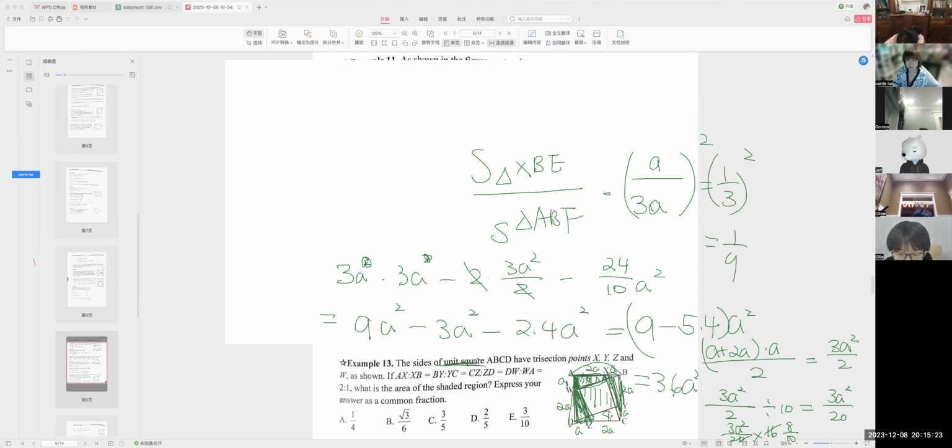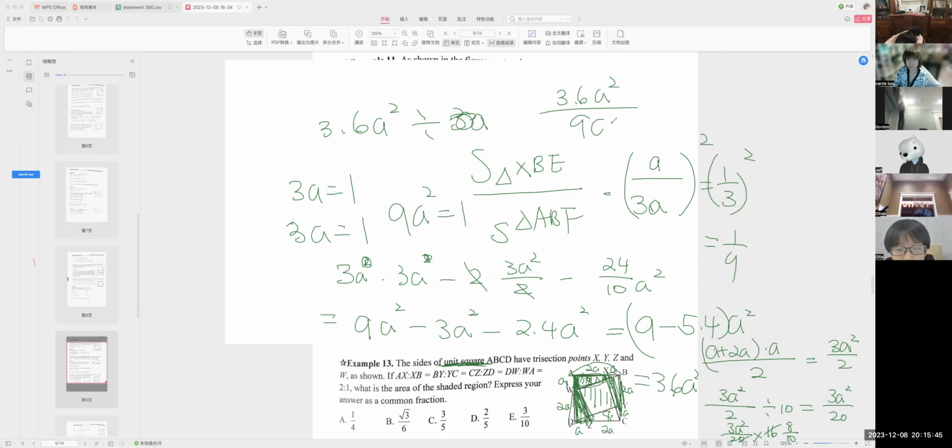But the thing is, it's a unit square, okay? So what does a unit square mean? That means AB, so 3A, is actually equal to 1. So 9A squared is actually equal to 1. So we need to divide 3.6A squared over 9A squared, which equals 0.4. So the answer is D.